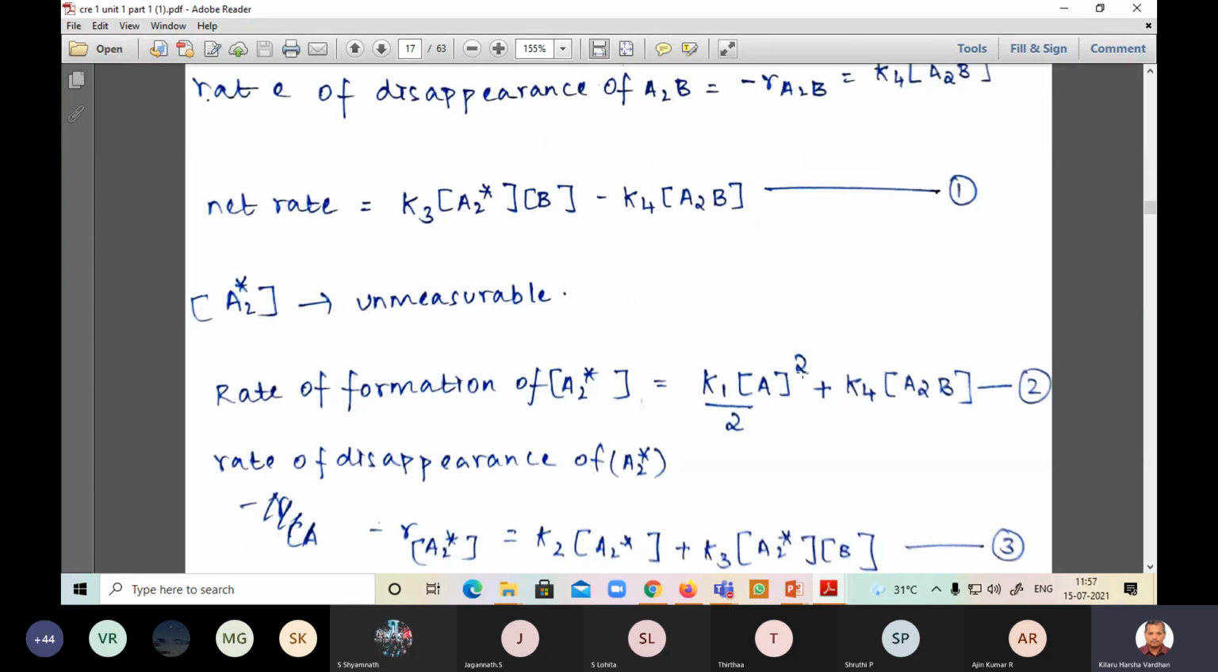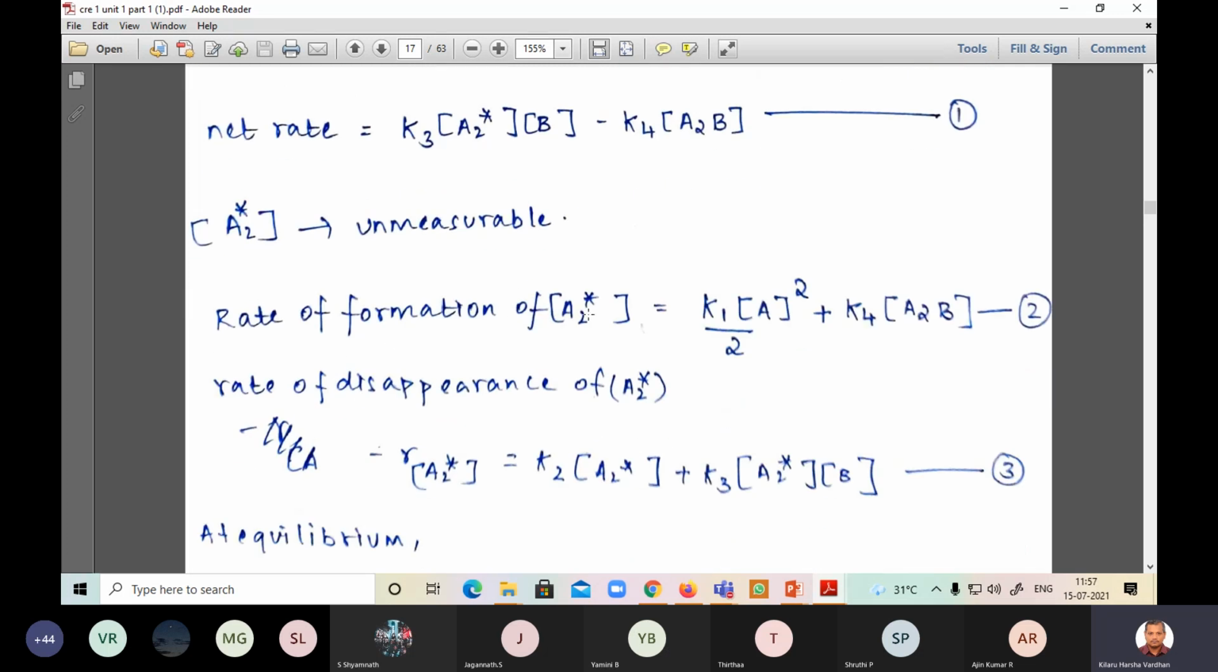So we have to divide by stoichiometric coefficients. Yes, because you are writing formation and disappearance. So to compare, you write 2. Okay, so now here you are writing the formation of A2 star and disappearance.